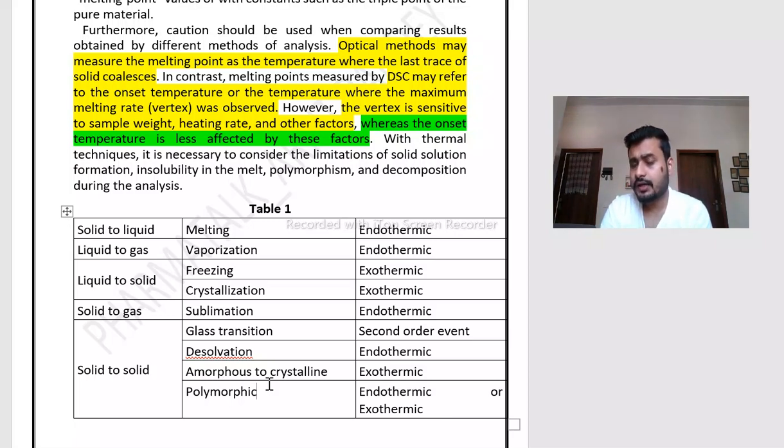Amorphous to crystalline: if an amorphous solid changes to a crystalline solid, it is an exothermic reaction. And polymorphic: if a solid with one polymorph changes to another polymorph, it is either an endothermic or exothermic reaction. Okay, next.